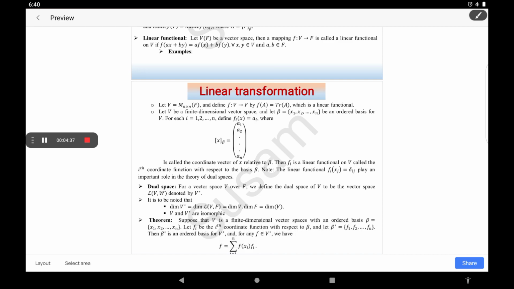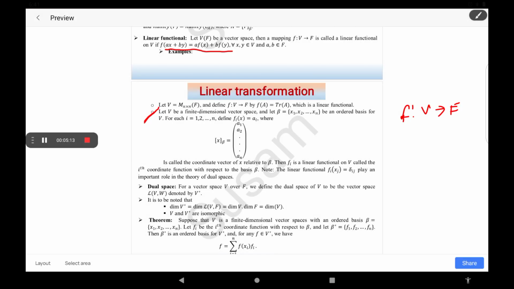But the important example is this one. That is required in our dual space definition. What is that? So dual space is based on the linear functional. A linear functional is a mapping from a vector space to its own field, under these properties. Got it? I hope you are understanding well.